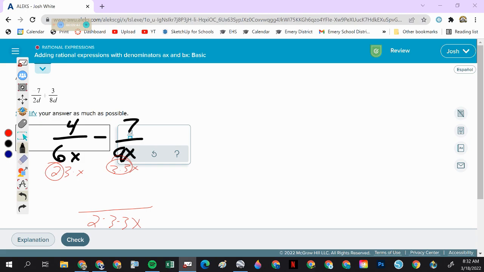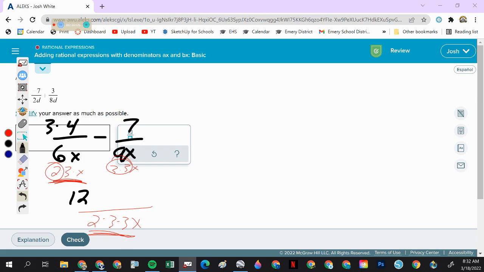What is in the bottom list that is not in the first one? Nope, it's missing a 3. 2 times 3 times x, 2 times 3 times 3 times x. So this is missing a 3, which would be 12.